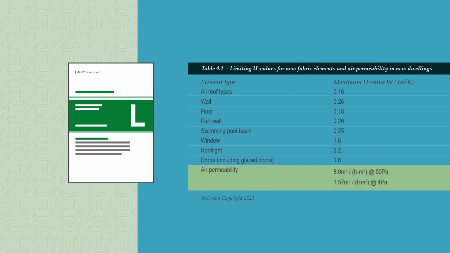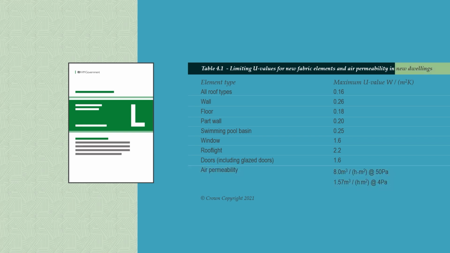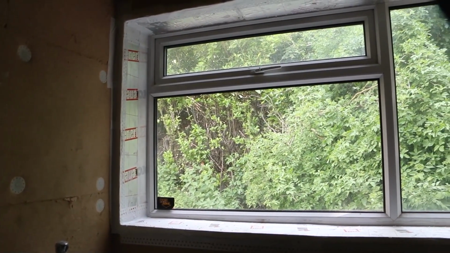Part L also has targets for improving the airtightness of buildings. These targets only apply to new builds, but for existing buildings there is guidance on measures you can do. Part L suggests sealing around surface penetrations when installing pipework and draft proofing when installing windows. This can make a big difference to the thermal performance of a home.